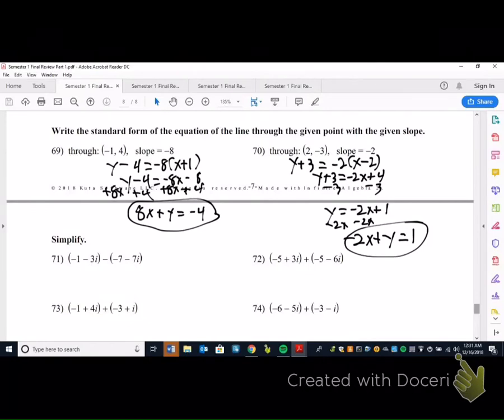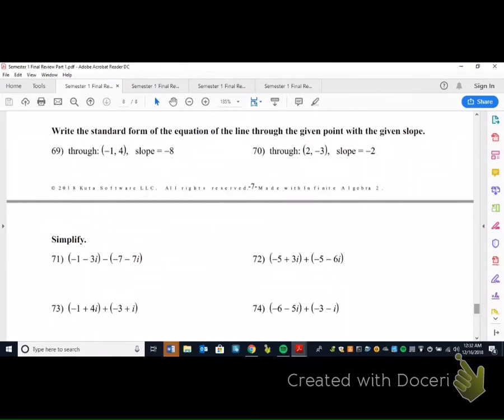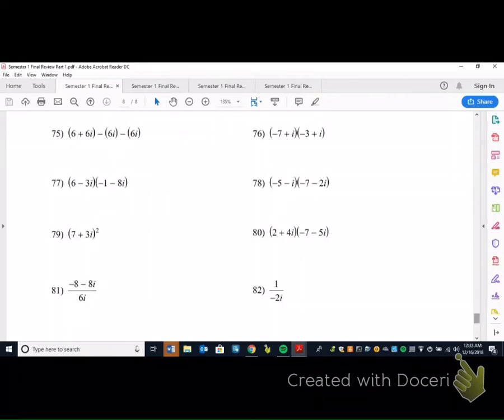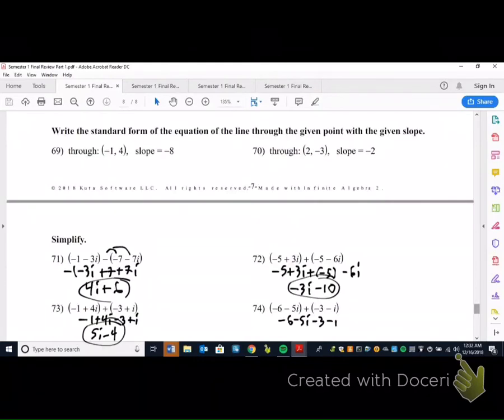71 on, we start doing operations with complex numbers. Now, the first ones, we really just treat it like a variable. Don't really need to do anything. If we have a negative outside of a parentheses, like we did in number 71, we distribute that. Other than that, we just make sure that our i's, our imaginary portions of the complex number, don't mix with the real portion. Now notice here, 75, 76, pretty much the same.